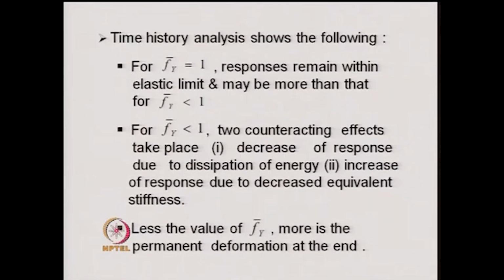The time history analysis for the second equation shows the following important things. First, for f bar y equal to 1, that is the elastic system, the response remains within the elastic limit, and maybe more than that for f bar y less than 1. F bar y less than 1 means the elastoplastic system. For the elastoplastic system, two counteracting effects take place. First is the decrease of response due to dissipation of energy, and the other is the increase of response due to decreased equivalent stiffness.